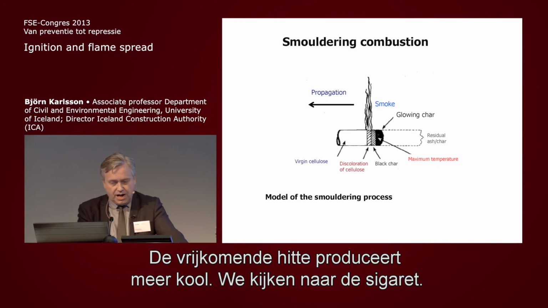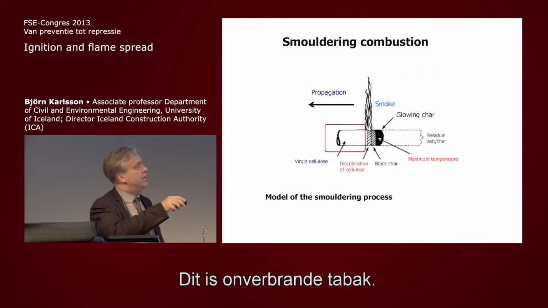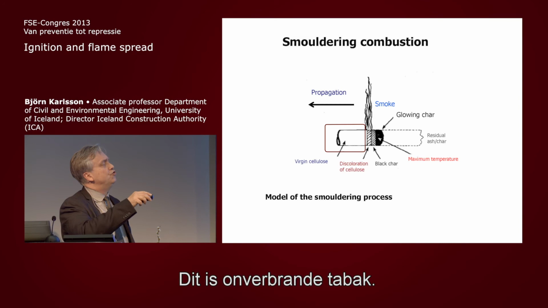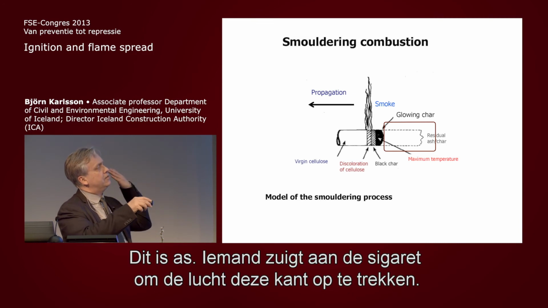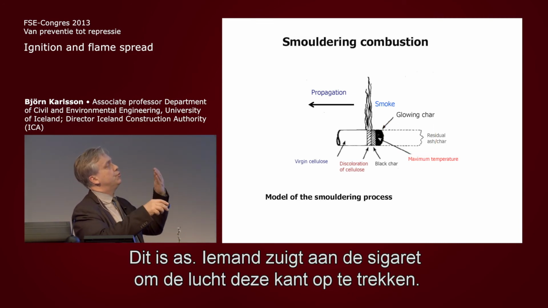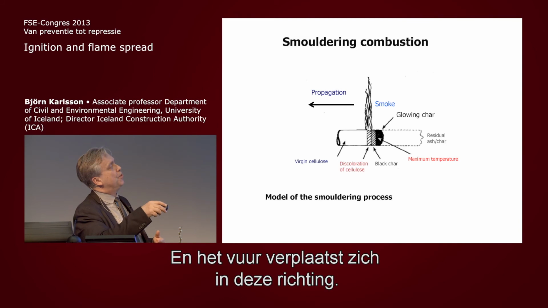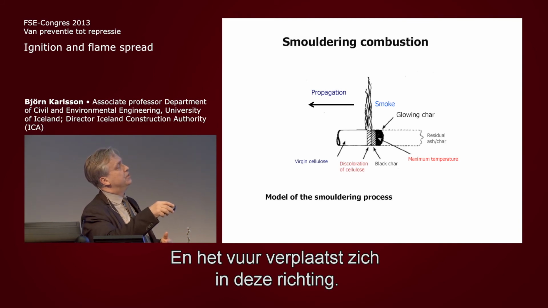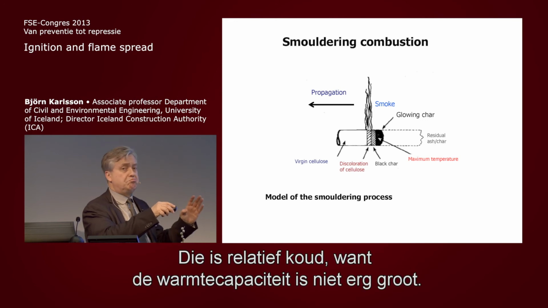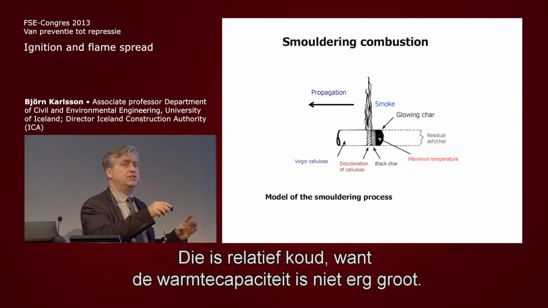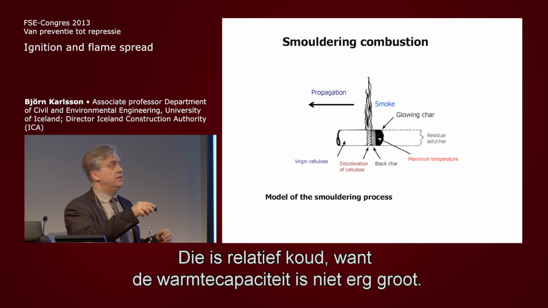Let's have a look at the cigarette. So this is tobacco, which is not burnt. This is ash. Somebody is sucking on the cigarette, trying to get the air to go this way, and the propagation of the combustion is this way. So we have glowing char at the front here. This is ash. It's relatively cold, actually, because it doesn't have very much heat capacity.